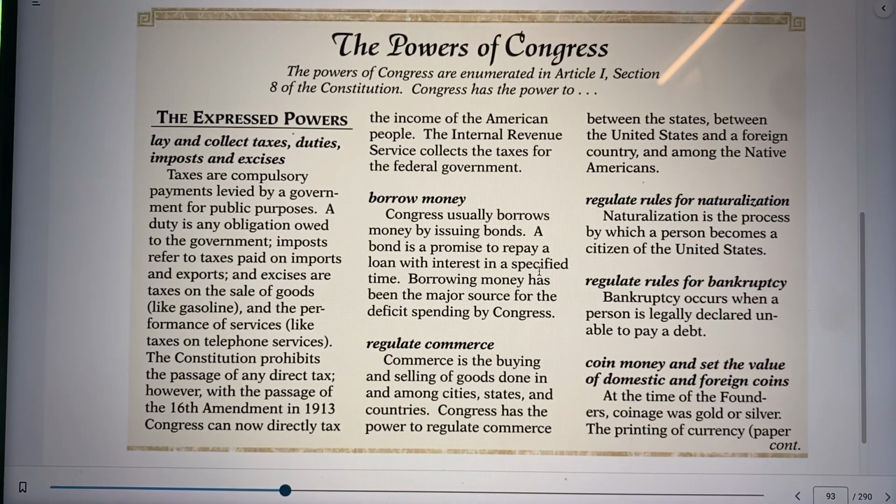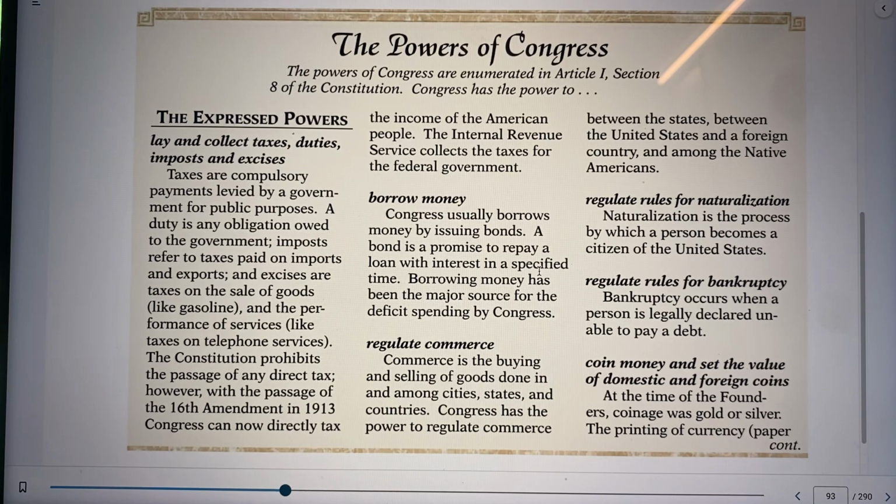I'm going to go over these quickly here. Expressed powers. I'm not going to read it, but just go over it quickly. Congress has the powers to lay and collect taxes, duties, and imposts on excises. So, what are they talking about?